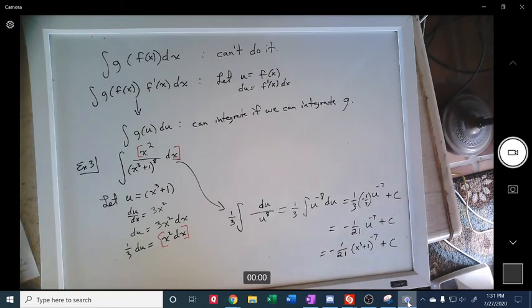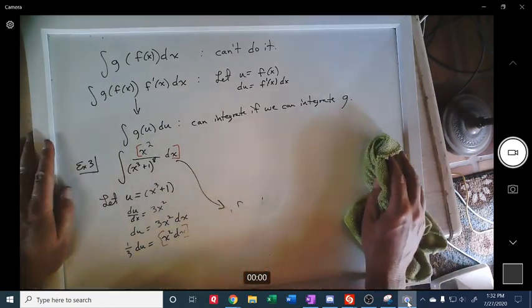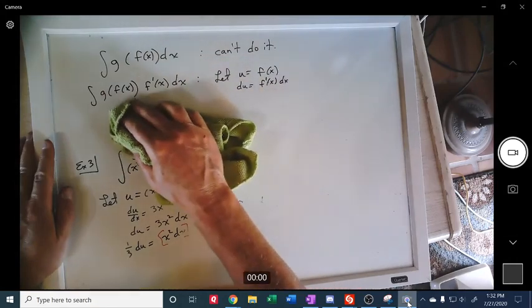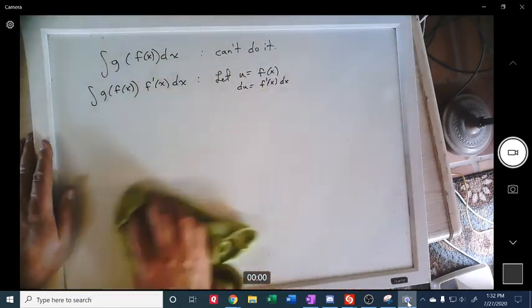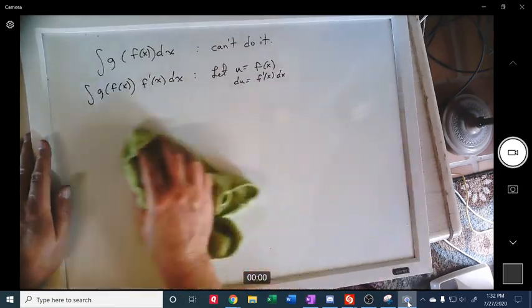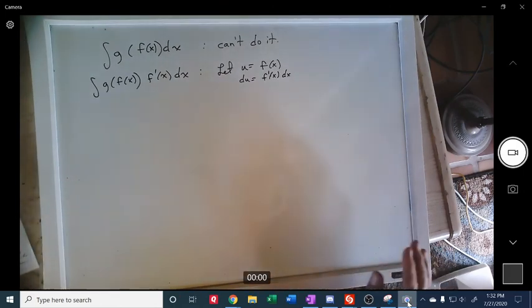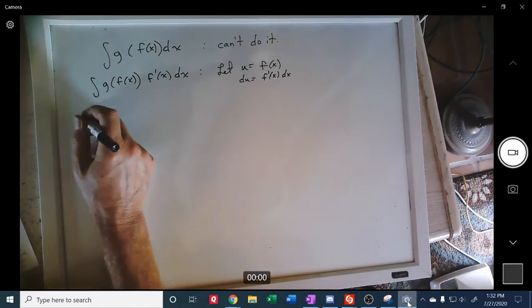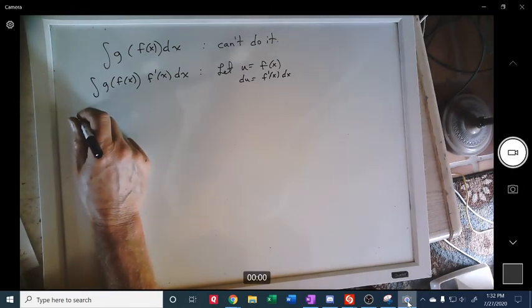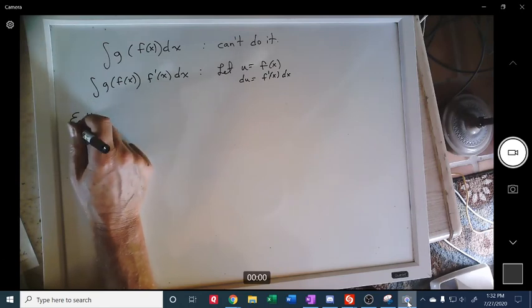Let me find this. All right. By the way, this section, was that example 3? I think so. I think we're on example 4. Yes.